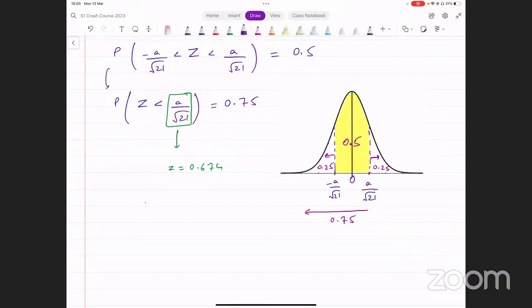We say that this value is 0.674, and that gives us that A over square root of 21 should be equal to 0.674. Square root of 21 goes to the other side, gets multiplied with 0.674, and that is going to give you the value for A. Let's figure that out. 0.674 into square root of 21 gives me 3.089, and that's the value of A that we were looking for.